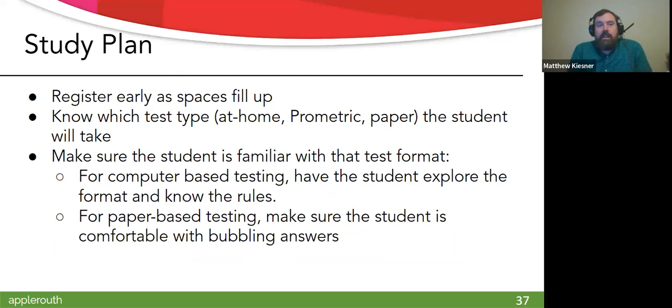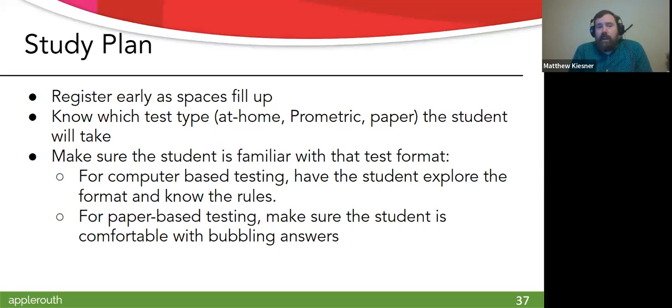So for a study plan, recognize that a lot of times spaces will fill up. Even the at-home tests are not infinite enrollment, because they have only so many proctors and so much server space. So do make a plan for that, and do try to register ahead of time. I believe that they're going to open registration, I think, in August for that. So there's still time for this.